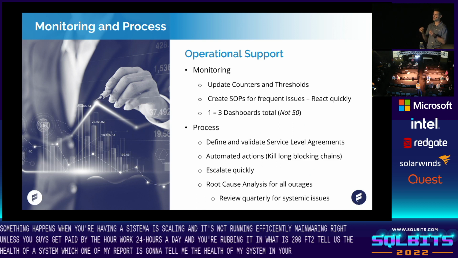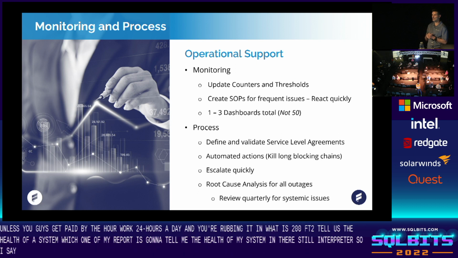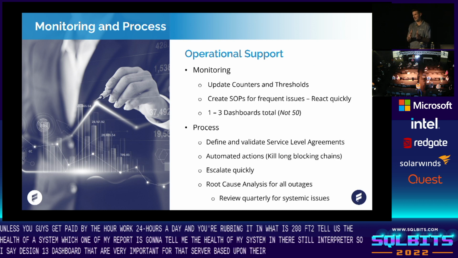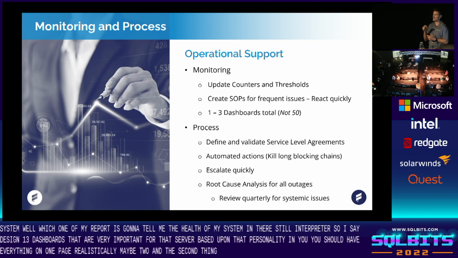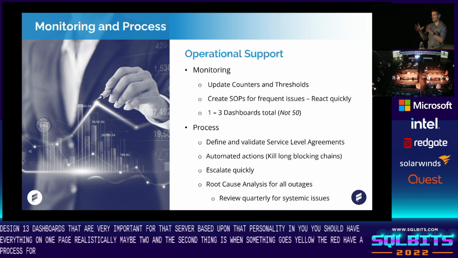And they're still interpretive. So I say design 1 to 3 dashboards that are very important for that server based upon that personality. And you should have everything on one page. Realistically, maybe 2. And the second thing is when something goes yellow to red, have a process for every single thing on that dashboard. If something here goes sideways, have a process.